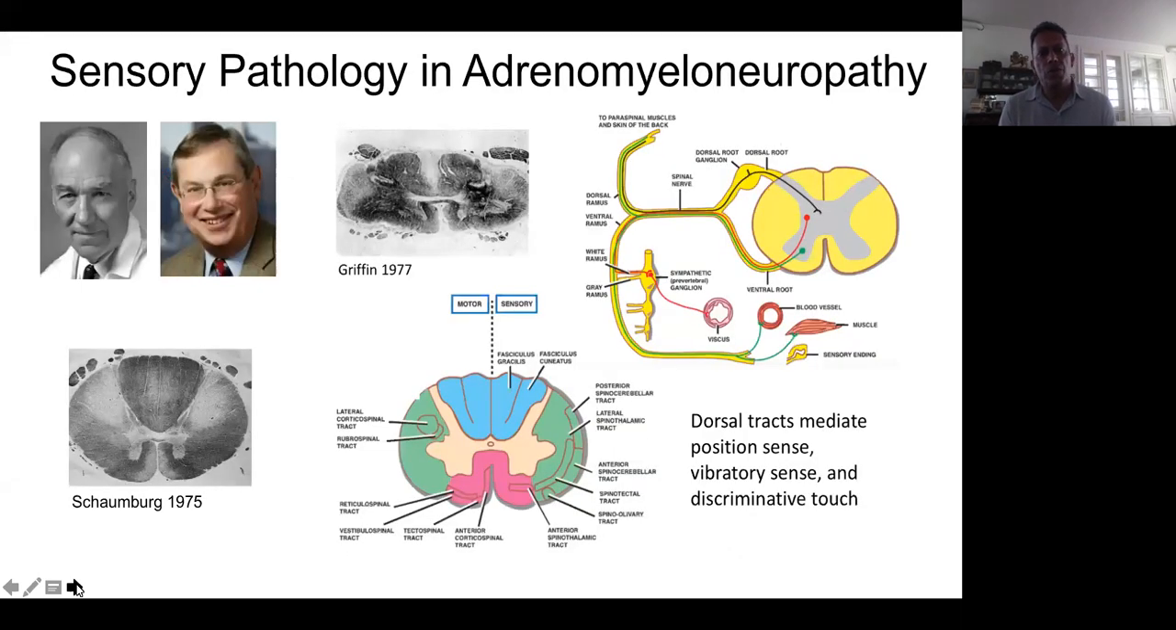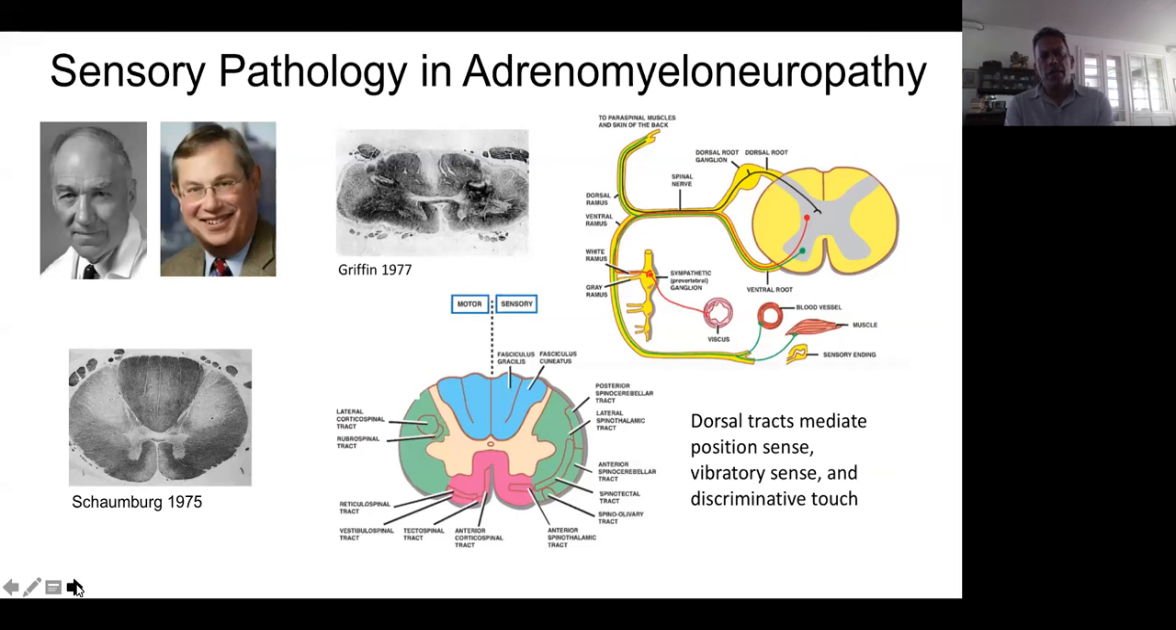So I want to now transition over to why the sensory tracts are so important, and also provide a little bit of background for Dr. Wishart to then follow in terms of his rehabilitation efforts.